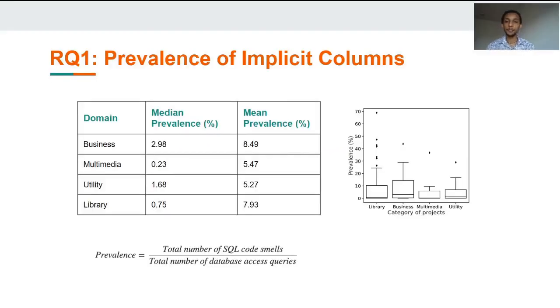To answer the first research question, which is the prevalence of SQL code smells in our different application domains, we compute prevalence on the latest version of all snapshots for all projects. We compute prevalence as the ratio of the total number of SQL code smells to the total number of database access queries. The table shows the median as well as the mean prevalence in percentage for those 4 application groups. Business applications have the highest median prevalence of 3% with a mean value of 8%, followed by utility, which has a median prevalence of 1.68%.